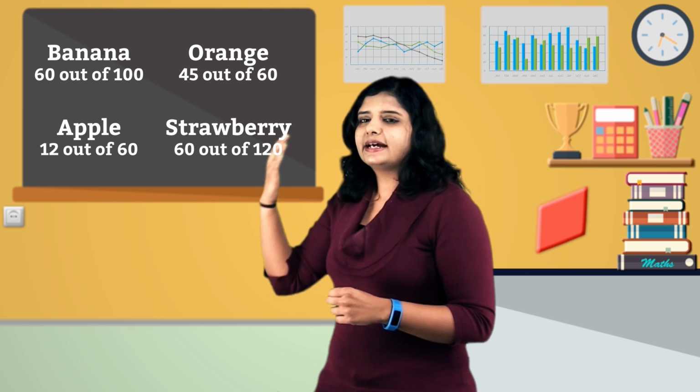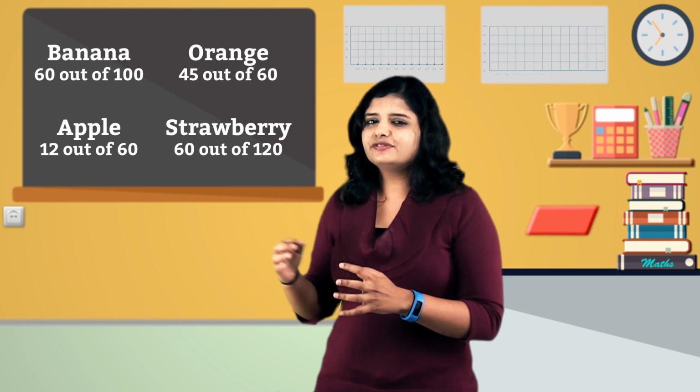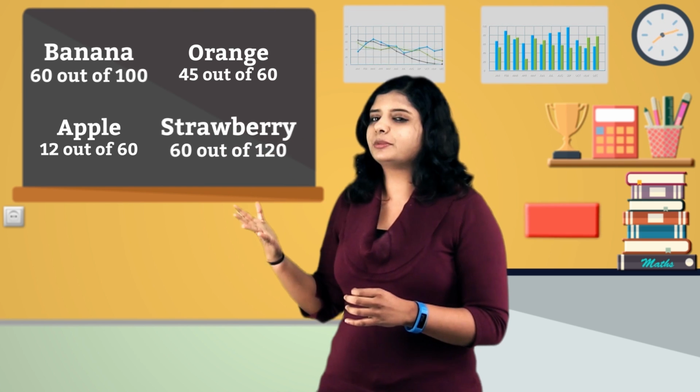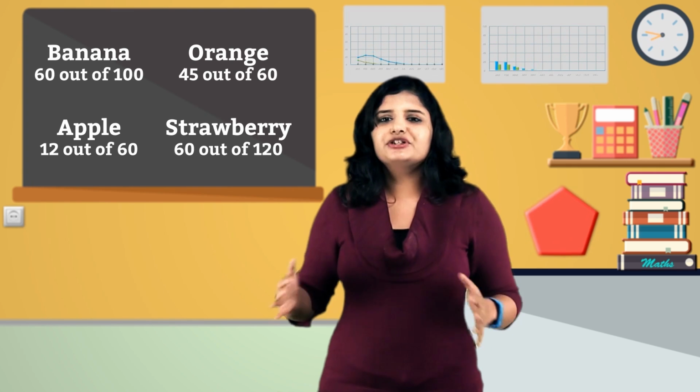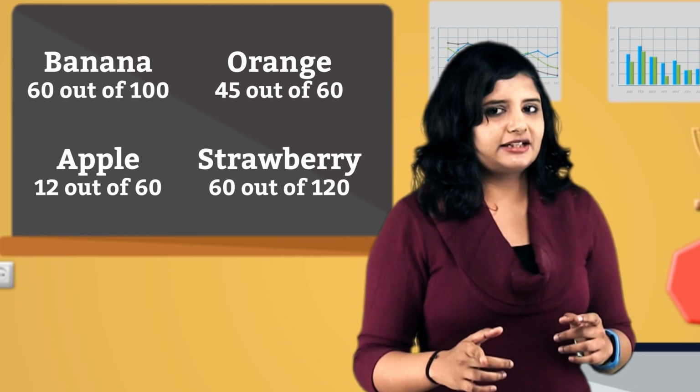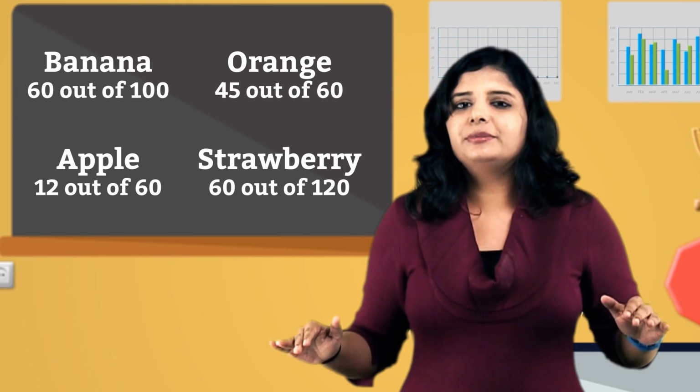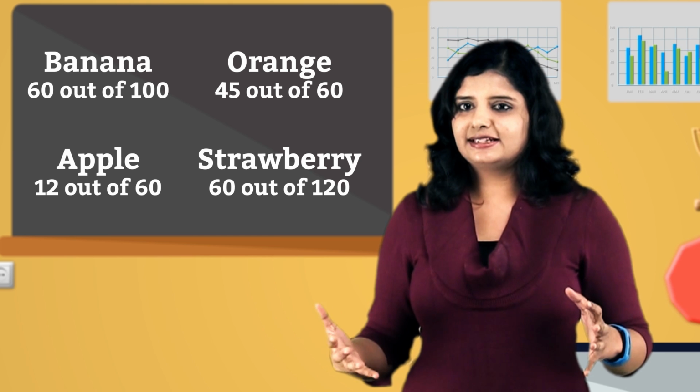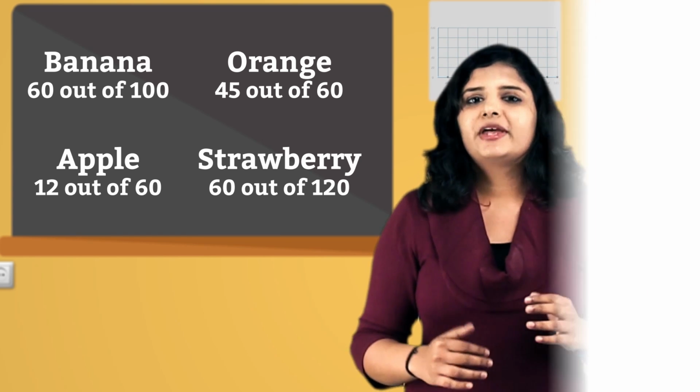Now we cannot compare it just like that. It seems as if the same number of bananas and strawberries were sold, but we cannot be sure that the sales are the same. This is where percentages come in handy. It provides a common denominator to do comparisons like these. Now let's check one by one.